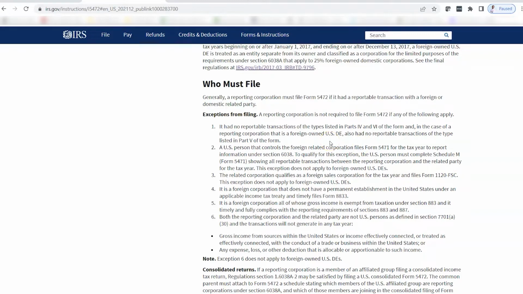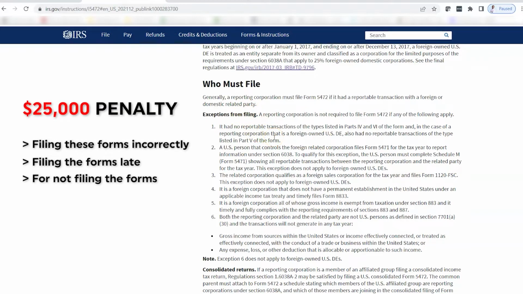Most people would want to have an exception because the failure to file Form 5472, or filing it incorrectly, or not filing at all generally comes with a $25,000 penalty.